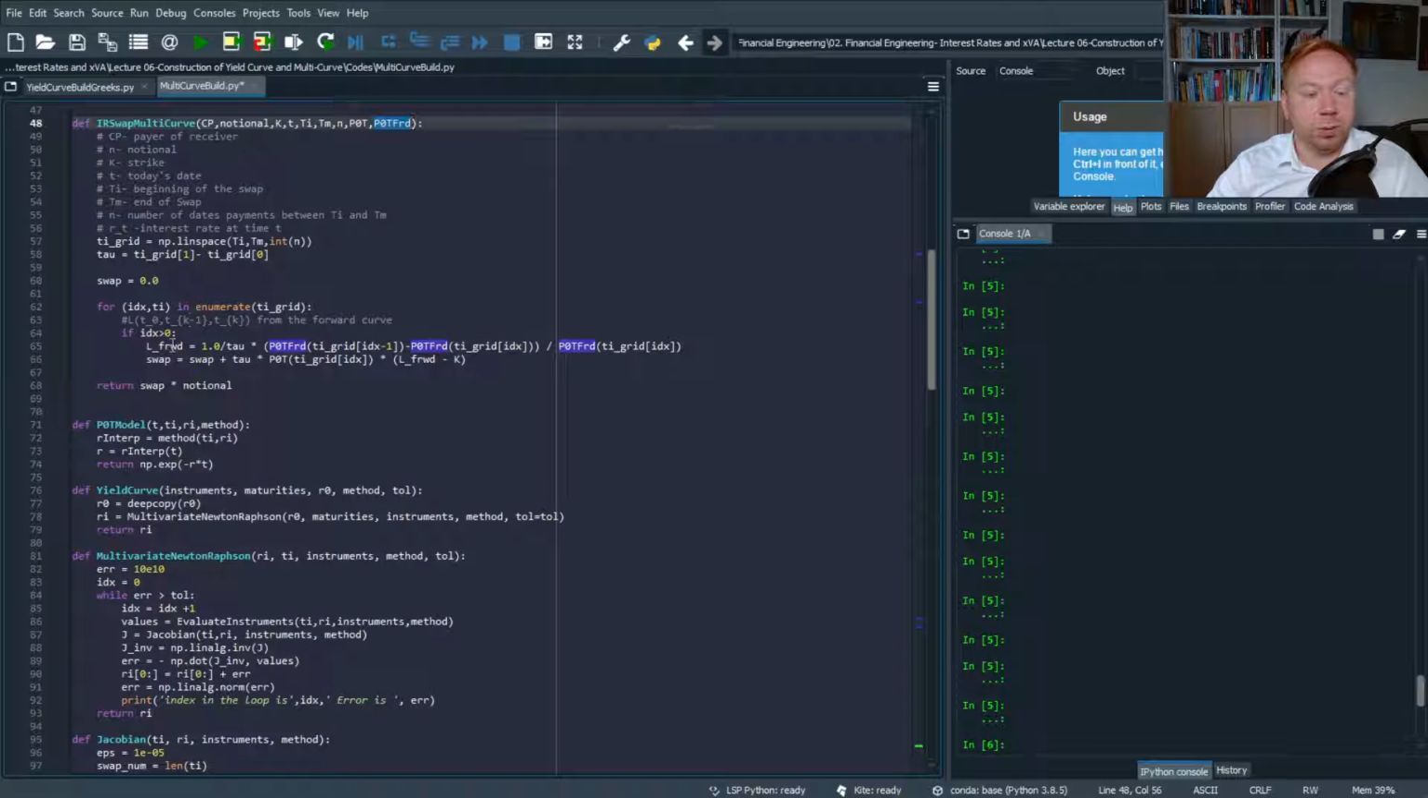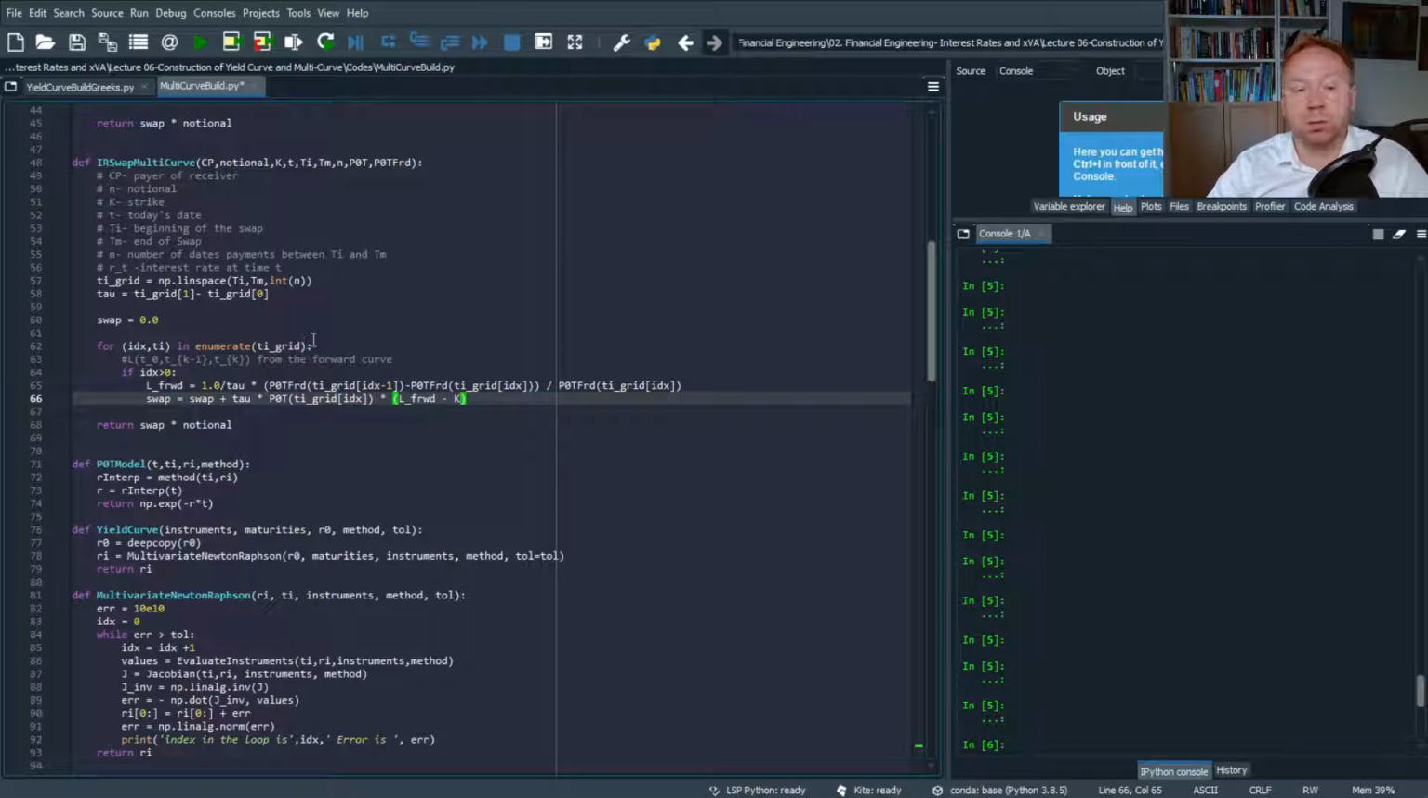And here you see what we do: we define LIBOR forward rate, which is based on this new yield curve. And then in the swap calculations, we do discounting using the discount curve, and then we multiply with a LIBOR minus stripe. So this is essentially what we have to do to handle pricing of a swap in a multi-curve setting.